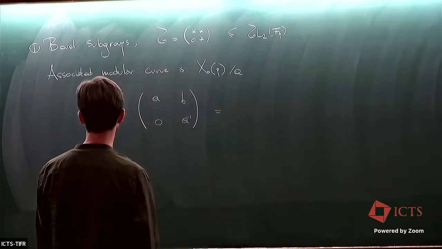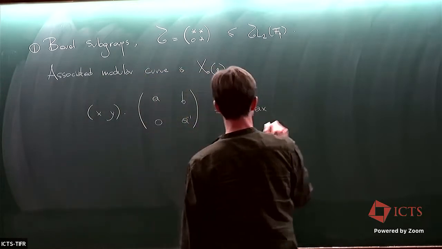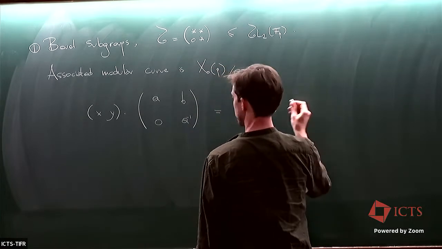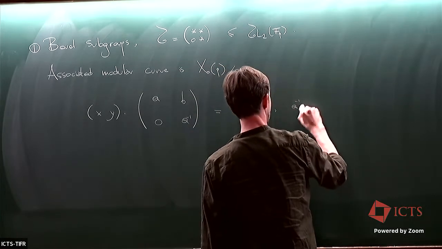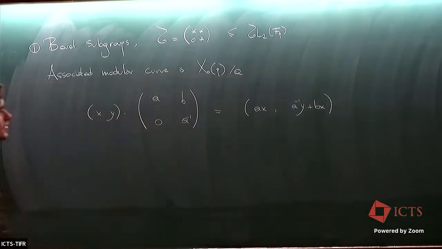Okay, so let's compute what this product comes out to be. Well, that's AX, and then here I get A inverse Y plus BX. Yeah? This is the relevant identity here to compute the orbits.